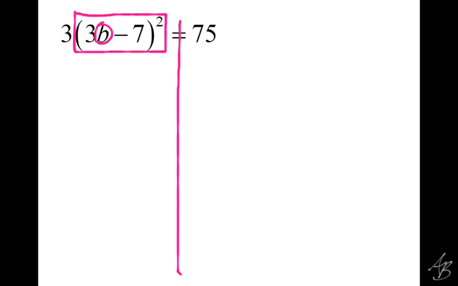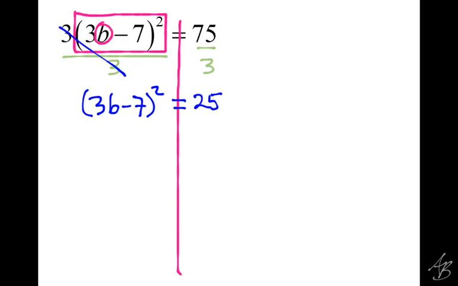How am I going to get rid of that 3? Divide by 3. So we divide by 3 on both sides. When the 3's cancel on the left, what's going to be left over there? Everything else, right? So we're going to have the 3b minus 7 squared. And on the right side, 75 divided by 3 is 25. All right, now we have the square by itself. There's nothing outside of the square anymore, so what do we do? We take the square root of both sides. That square root's going to cancel out with the square on the left side and leave what? 3b minus 7. And on the right side, the square root of 25 is the number that multiplies by itself to get 25, which is 5.